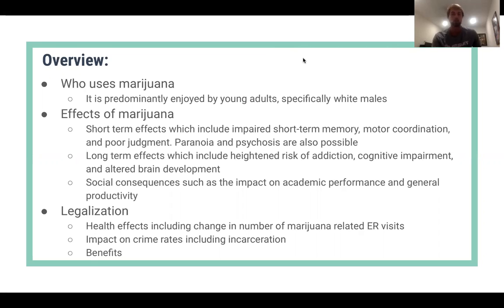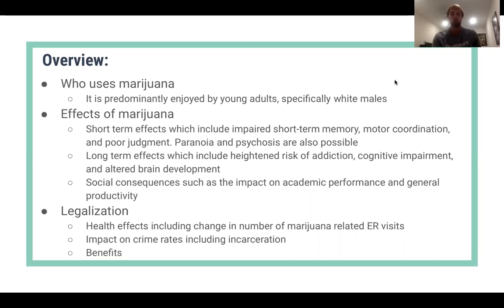As for the effects of marijuana, the short-term effects include impaired short-term memory, motor coordination, and poor judgment. Whereas the long-term effects include heightened risk of addiction, cognitive impairment, and altered brain development. Throughout our presentation, we'll also discuss social consequences and implications, which include the impact on academic performance and general productivity.